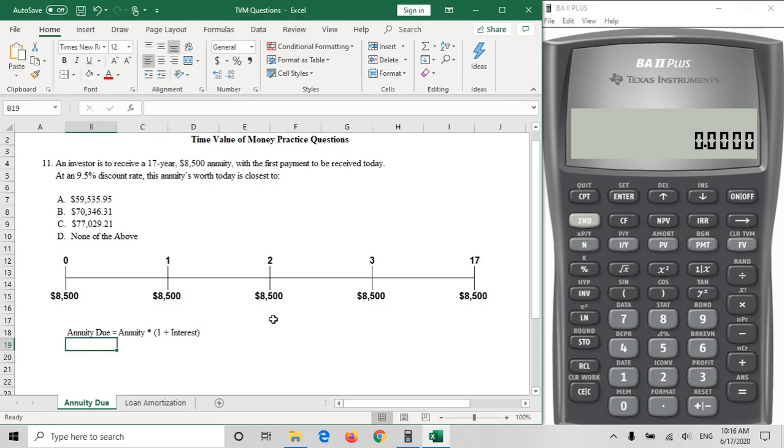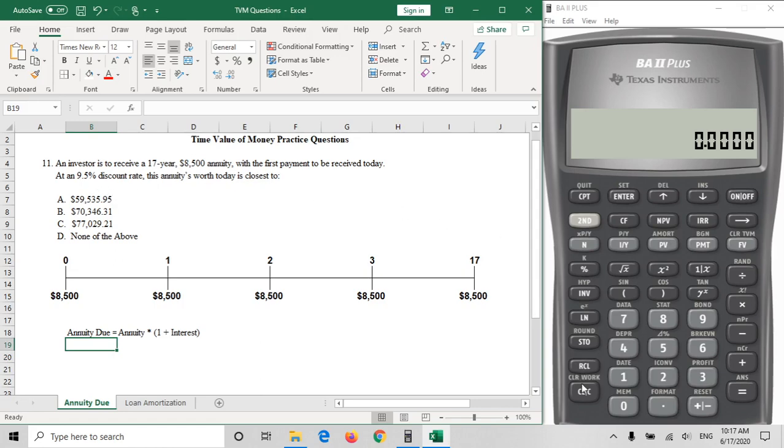So read the question, and then calculate the annuity first and then calculate the annuity due. An investor is to receive a 17-year, 8500 annuity with the first payment to be received today. So here, received today means please calculate annuity due. Our discount rate, interest rate, is 9.5%.